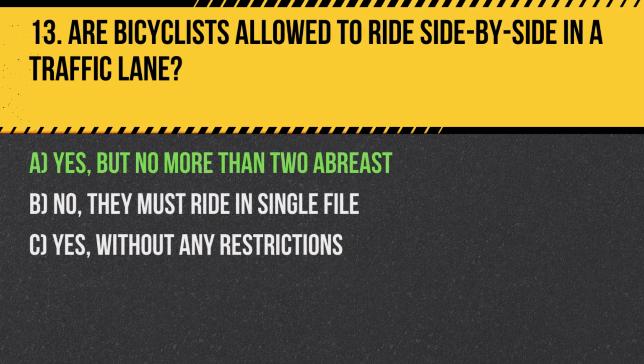Answer. A. Yes, but no more than 2 abreast. Bicyclists are allowed to ride side by side, as long as they do not impede the normal and reasonable movement of traffic and ride no more than 2 abreast.